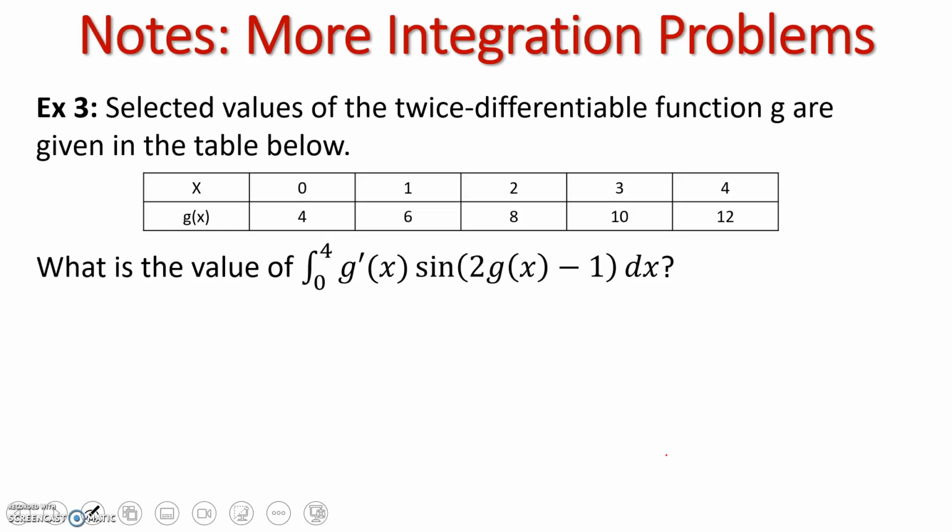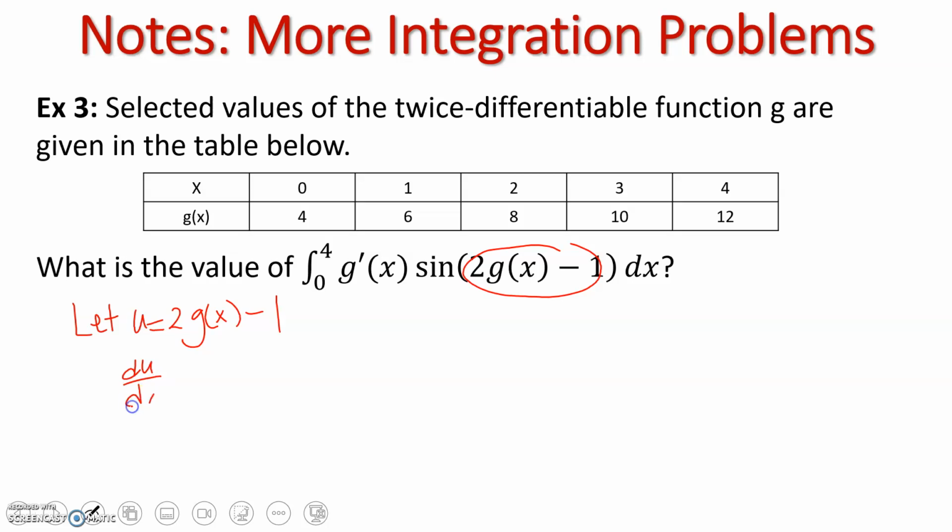All right, example 3. Selected values of the twice differentiable function g are given in the table below. What is the value for the integral from 0 to 4 of g prime of x sine of 2g of x minus 1? Once again, I can see that there's a function inside. So we'll let that be our u. Let u be 2g of x minus 1.